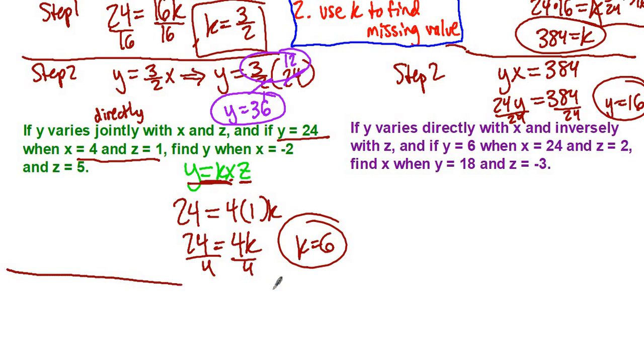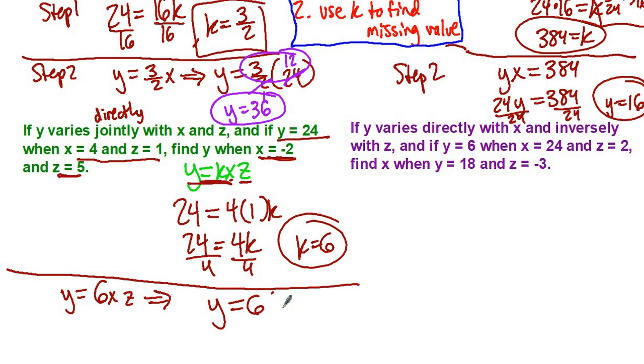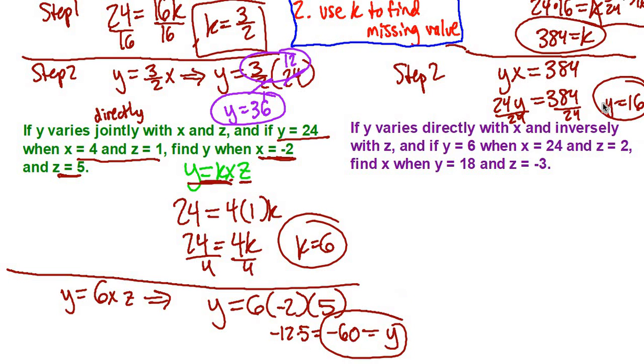There's our first step. Second step is we go back to the same equation. Sorry, that should be a 6, not a 4. I'm now plugging in 6 for k because we just found that in the first part. And now we're given x is negative 2 and z is 5. So let's do that. So y equals 6 times x is negative 2, z is 5. 6 times negative 2 is negative 12, and negative 12 times 5 is negative 60. And so that is what y equals right there. Okay, that's how you do joint variation.